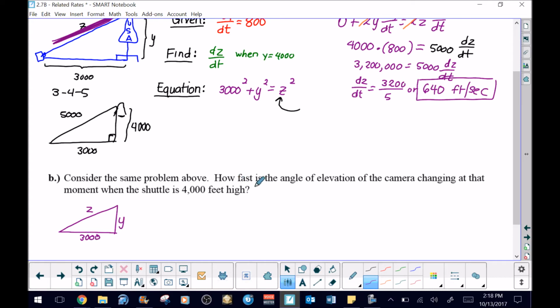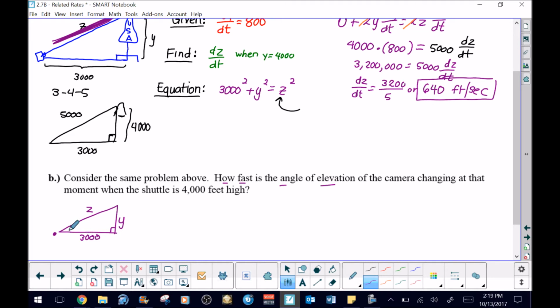So it seems like there's another thing in the picture that needs to be labeled, and that would be some kind of angle. With the angle of elevation, you've got three angles, and it may be confusing as to which one we're dealing with, but it's the one where the camera is. It's how fast this angle is changing. So we need to give it a name.